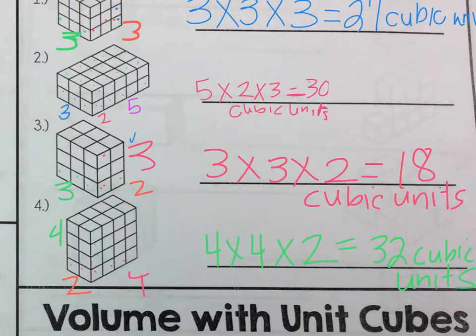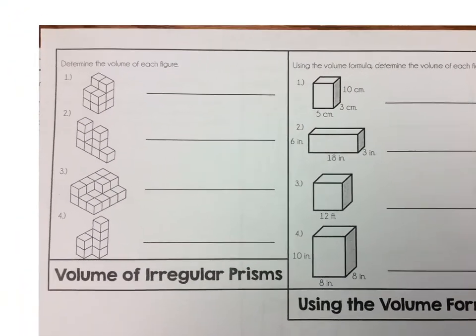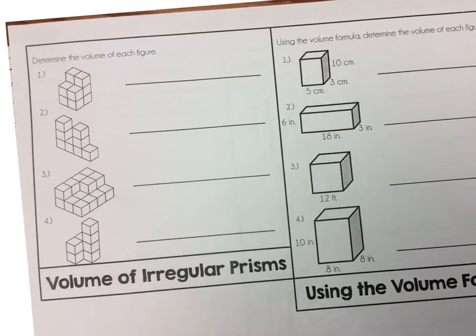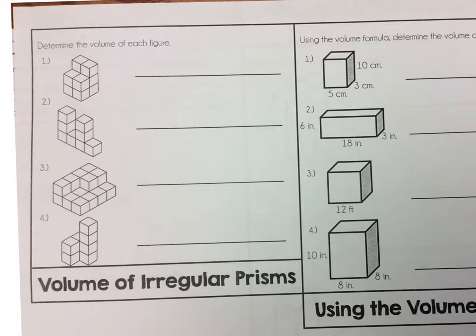All right, so we're going to look at how to find the volume of irregular prisms. What does the word irregular mean? It's not regular. Okay, to be a regular polygon or a prism, it's going to make a shape like a regular polygon. All sides are equal and closed.